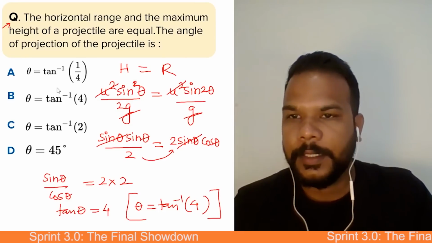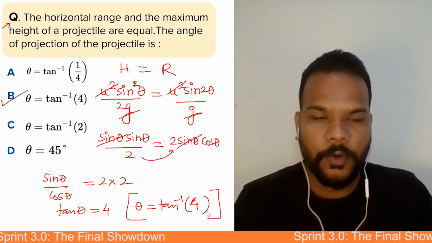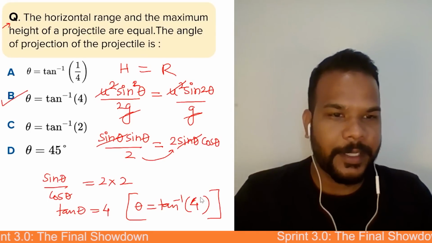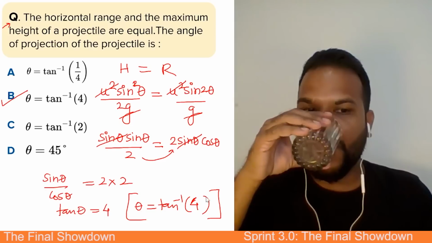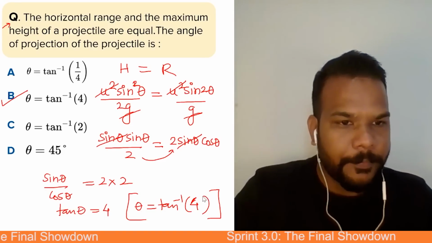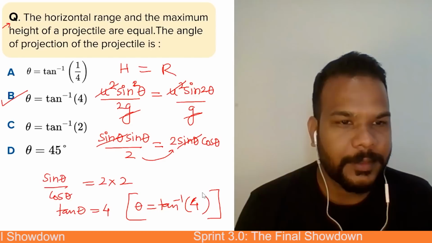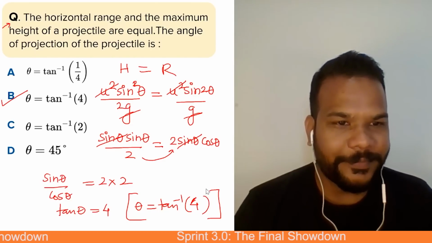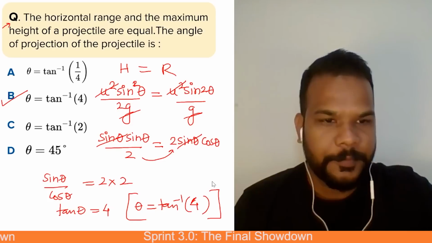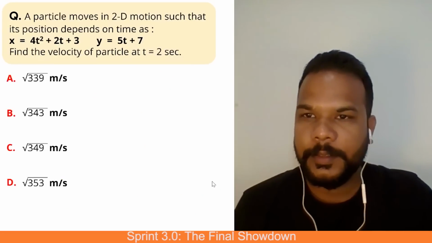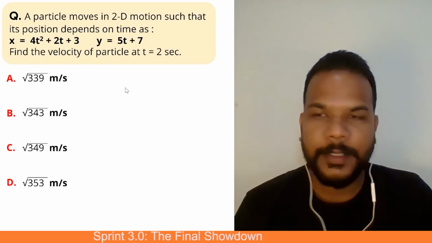Very nice, guys. Yes, B is the correct answer, tan inverse 4. Many people got that answer. Very nice. Awesome. Let's go to the next one.